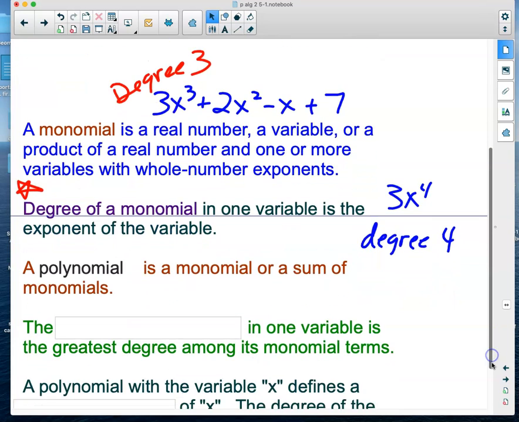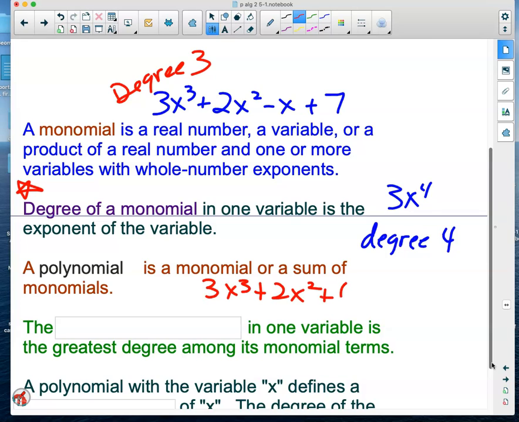Now notice it does say that it's a sum of monomials. So terms are separated by addition. So that means, for this one up here, if we want to break it down into its terms, we need this all to be an addition. So the first term is 3x to the third. The second term is 2x squared. The third term is negative x. And then the last term is a 7.